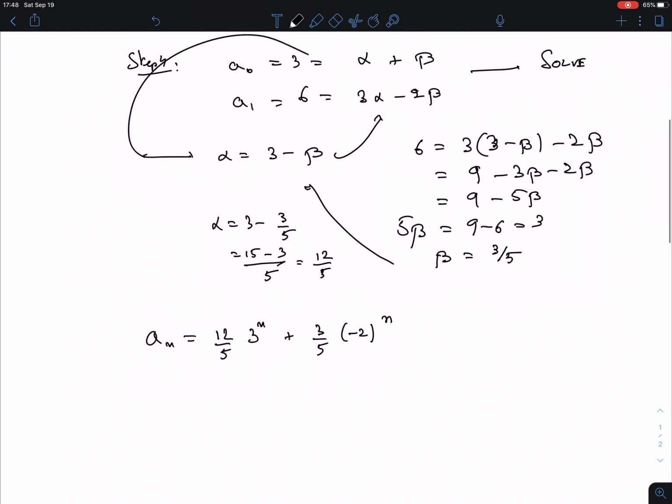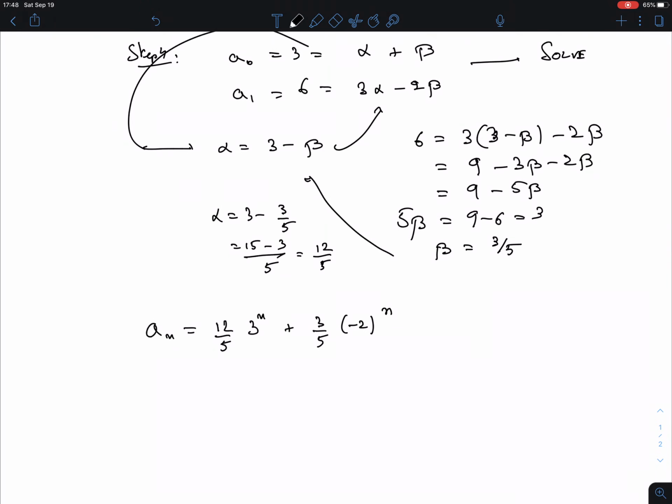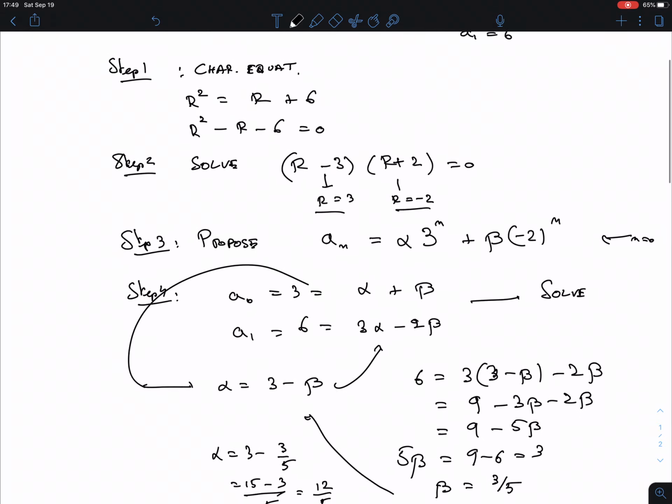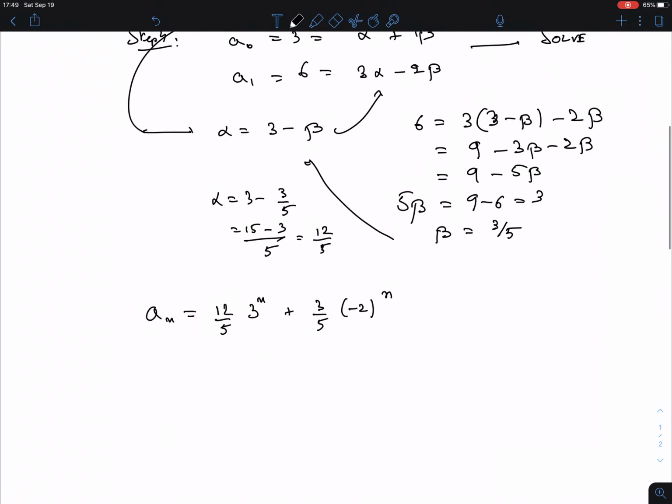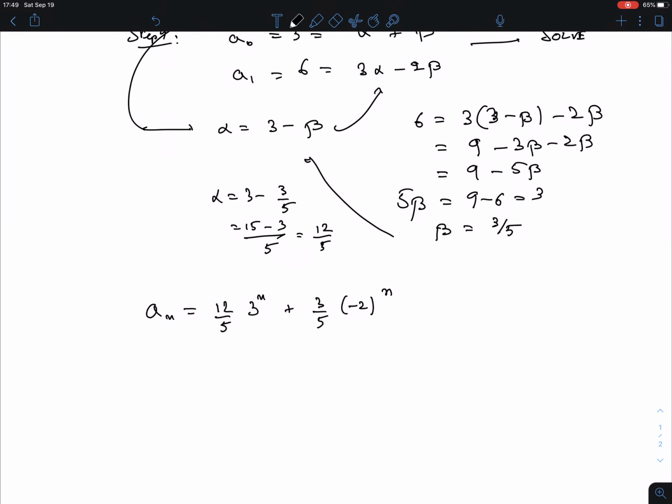If I put n equal to 0, then I get 12 fifths plus 3 fifths, that is 15 fifths, which is 3. And if I put in 1 in both, then I get 3 times 12 minus 6 times 3, no, 3 times 12 over 5, minus 6 over 5, that is 30 fifths, that is 6. So that's just double checking that I got these fractions right.